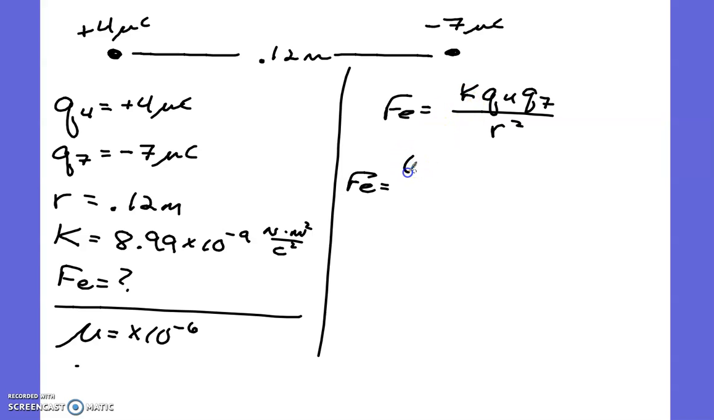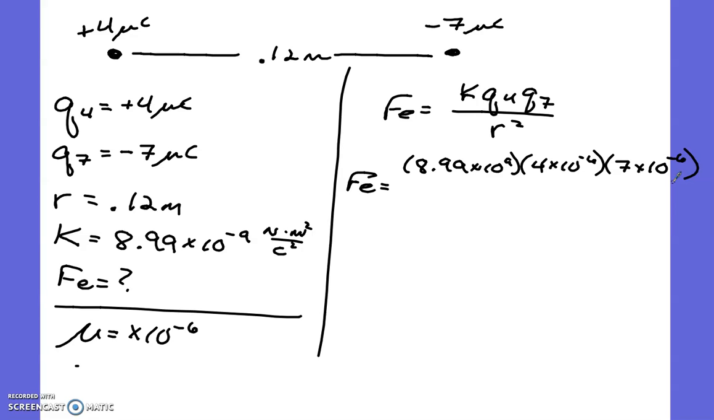Well, first we have Coulomb's constant 8.99 times 10 to the 9th. Q4 is 4 microcoulombs. Micro means times 10 to the negative 6. And then Q7 is 7 times 10 to the negative 6. Now notice I'm leaving off the negative because it asks for the magnitude, and the negative is not going to tell us direction.